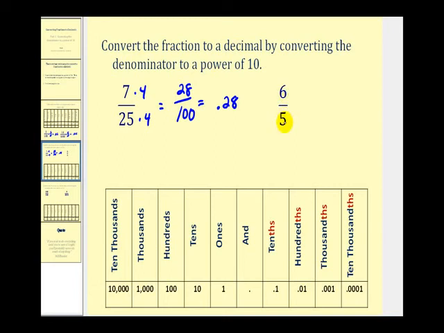Our next fraction is 6/5. To convert our denominator to a power of 10, here we can just multiply by 2. 5 times 2 is equal to 10. So we'll multiply the denominator and the numerator by 2. This is going to give us 12 over 10. So we have 12 tenths, which means we must have 1 digit to the right of the decimal point. So if we write down 12, we have to place the decimal between the 1 and the 2 so that we have the tenths place value. So 6/5 is equal to 1.2. Let's go ahead and take a look at a couple more.